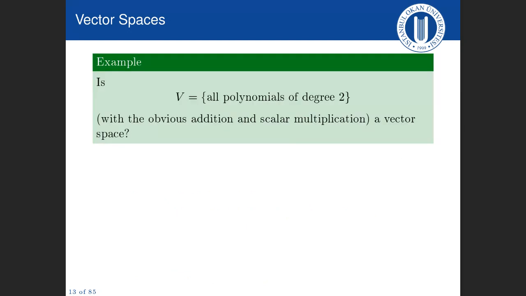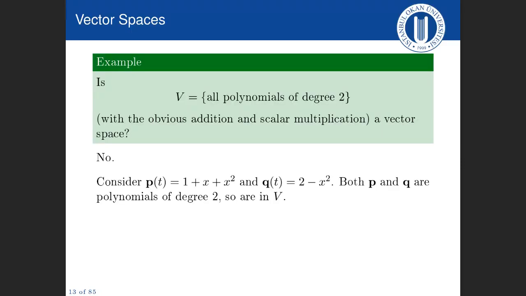Another example is the set V containing all polynomials of degree exactly 2, with the same obvious addition and scalar multiplication. Is this a vector space? And the answer is no. Why? Well, think about the polynomials 1 plus x squared and 2 minus x squared. These are both polynomials of degree 2, so both of these polynomials are in V.